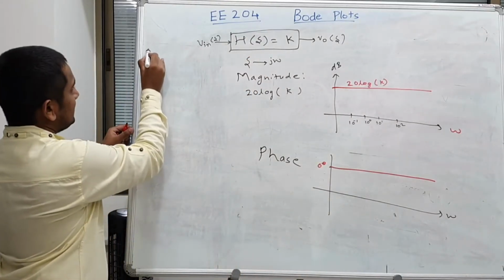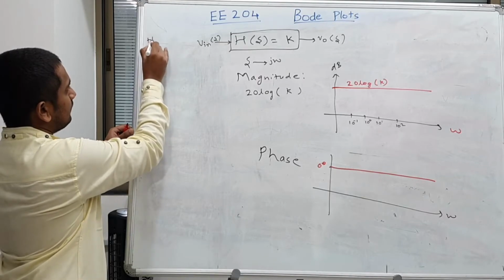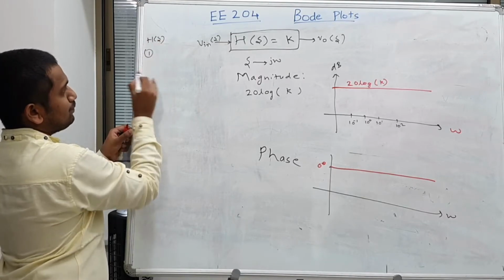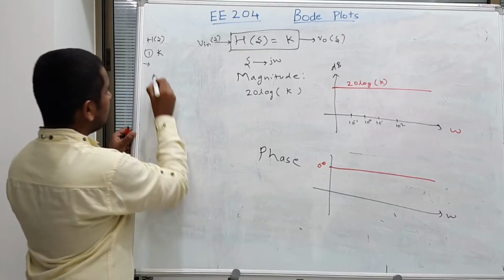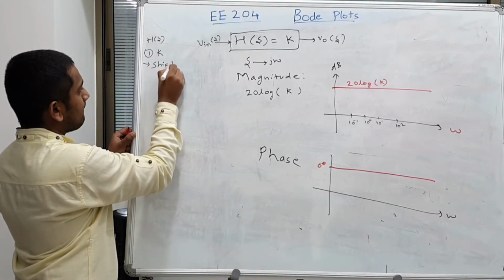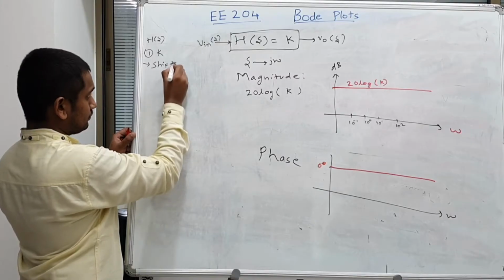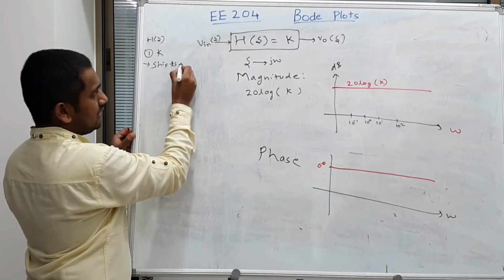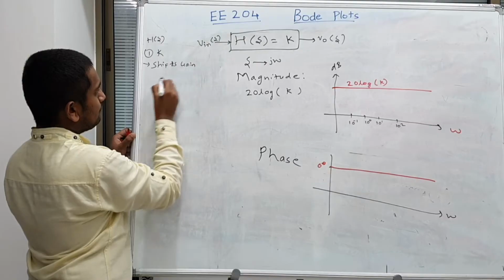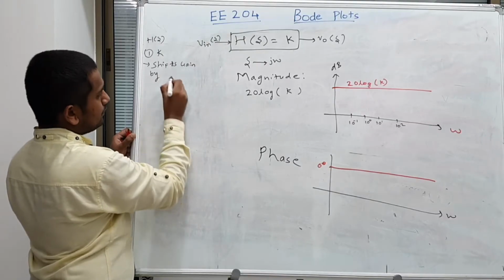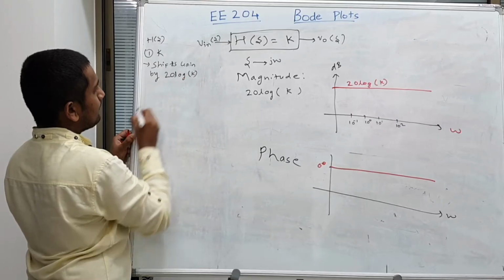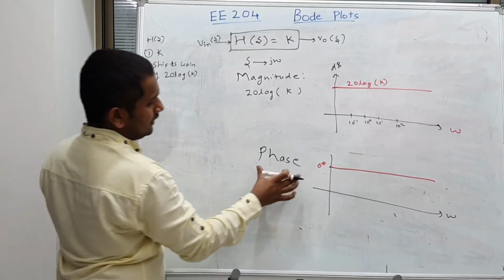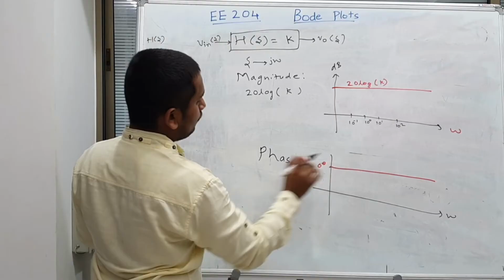Writing these two insights for H of s when H of s is k. In magnitude, it shifts gain by 20 log of k, and it adds no phase.